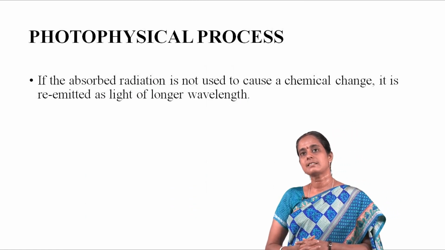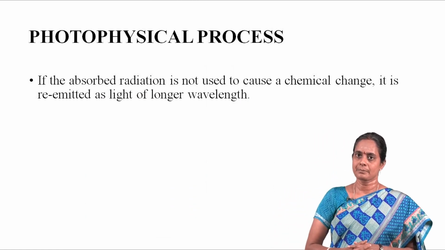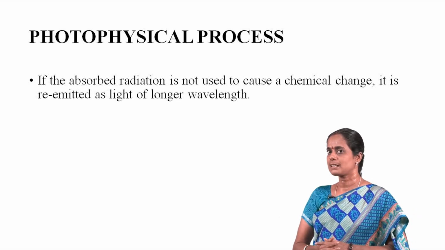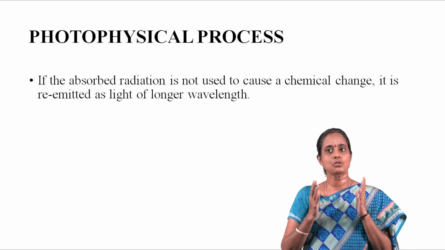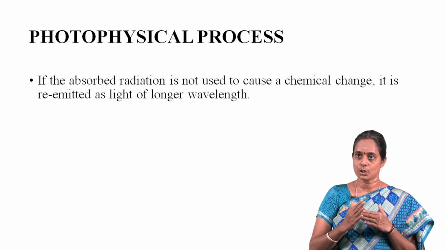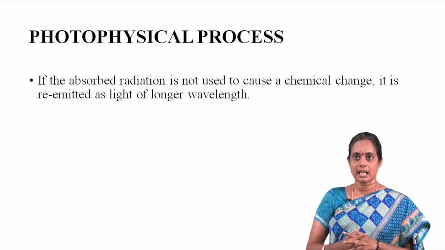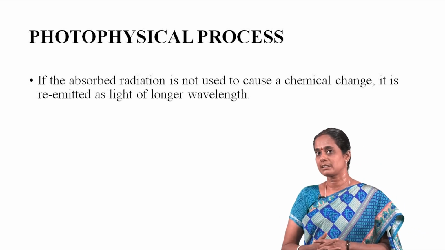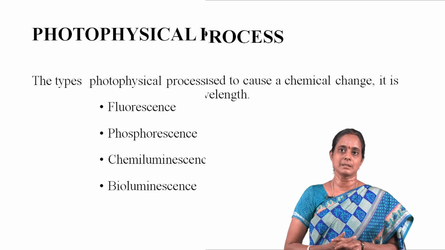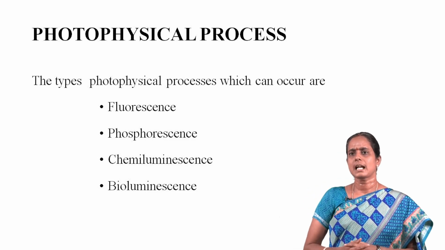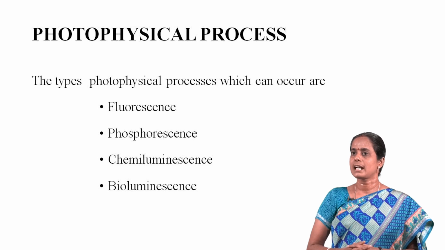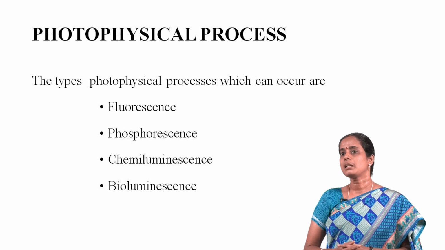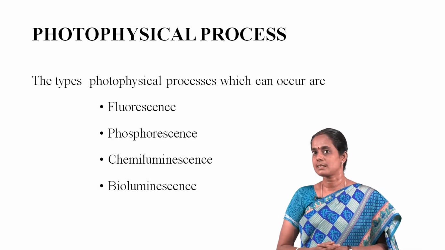So, now let us see photophysical processes. The next chapter is the photophysical process. What is meant by photophysical process? If the absorbed radiation is not used to cause a chemical change, it is re-emitted as light of longer wavelength. That is a photophysical process. There are 4 types of photophysical process which can occur: fluorescence, phosphorescence, chemiluminescence and bioluminescence.